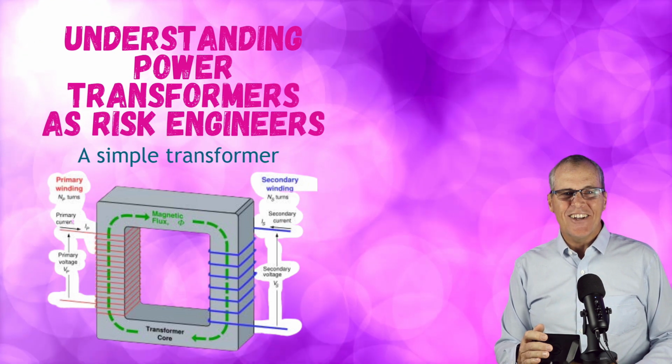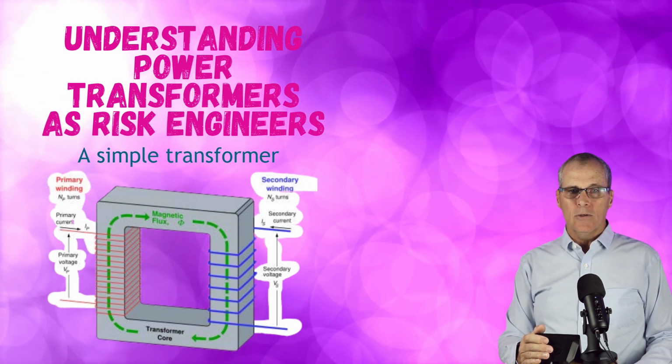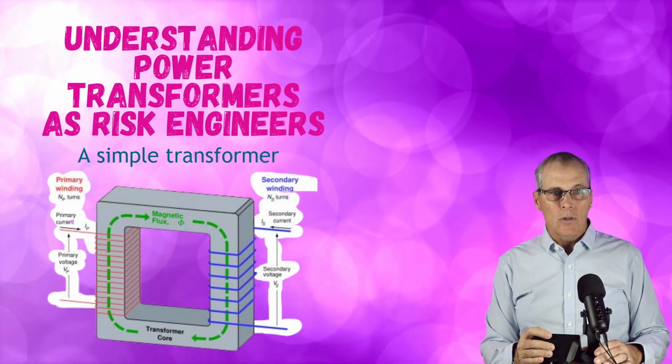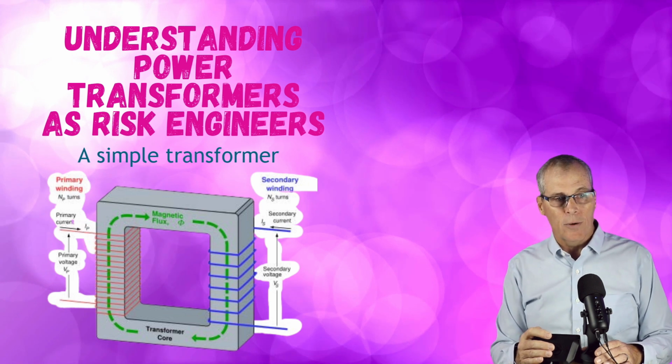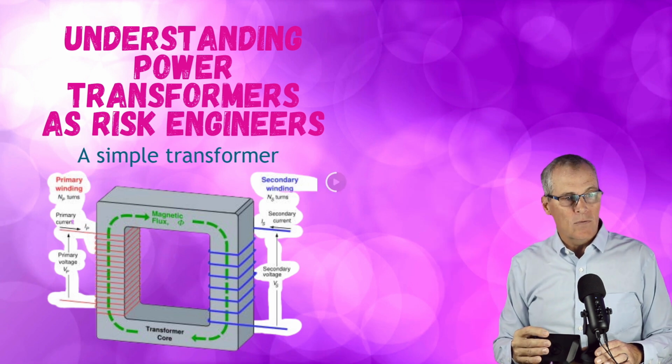So now let's talk about understanding the transformer, right? It's two coils, and basically we're taking a high voltage and we're trying to convert it to a low voltage, or vice versa. If it's a GSU, we're trying to convert the 23,000 volts in the generator up to the transmission voltage of potentially 500,000 volts.